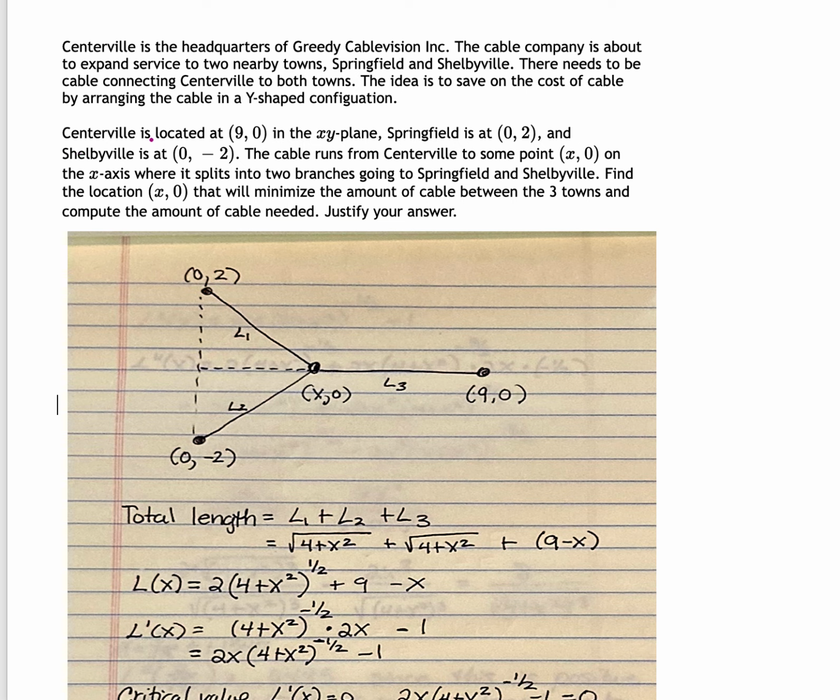They said imagine that Centerville is located at (9, 0), so that's here. Let's see, Springfield is located at (0, 2), so that's here. And then Shelbyville is located at (0, -2), that's right here. And then the cable runs from Centerville to the x-axis at a point x on the x-axis, (x, 0), and it splits into 2 branches going to Springfield and Shelbyville.